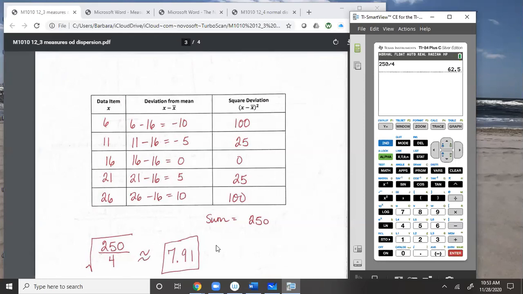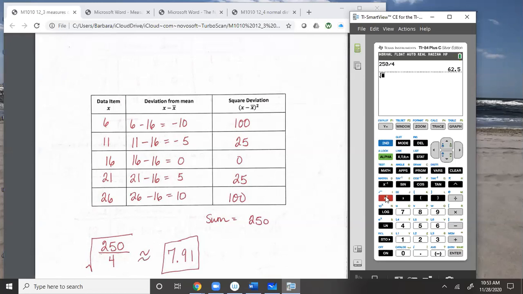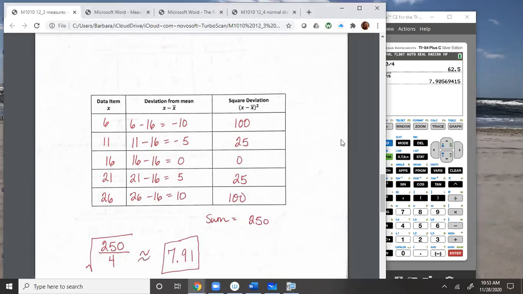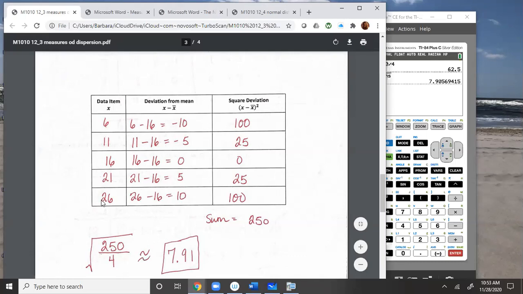And then the last thing is taking the square root. Press second x squared, answer, which is second negative, hit enter, and the answer is 7.91. So the standard deviation of this data set is 7.91.